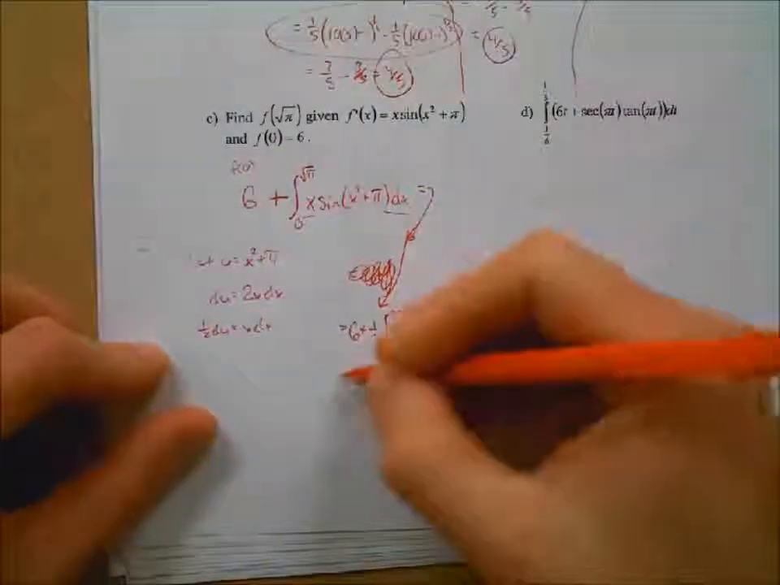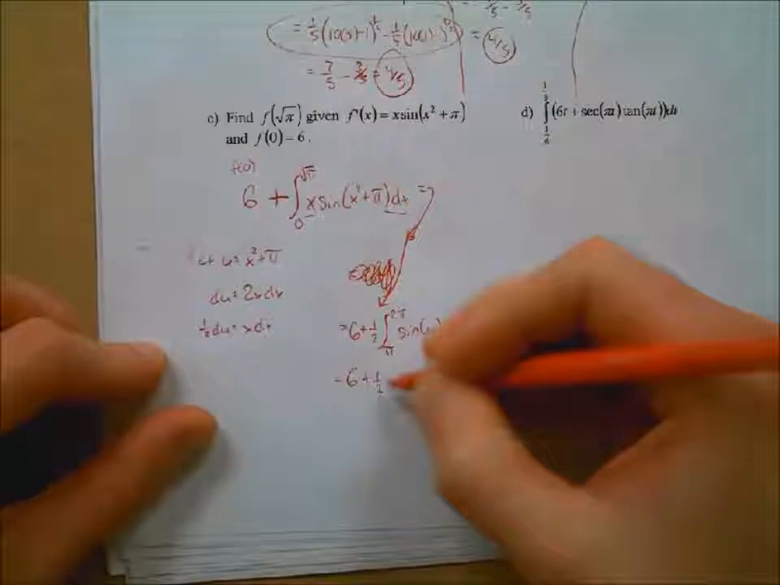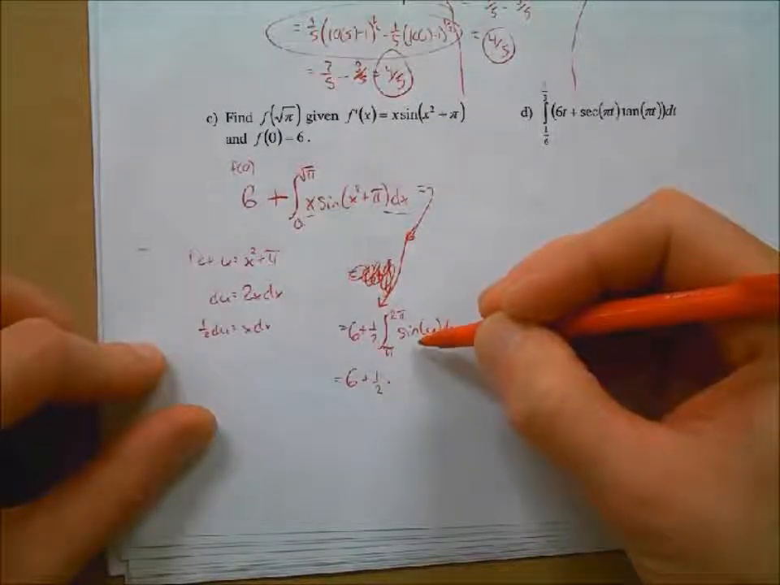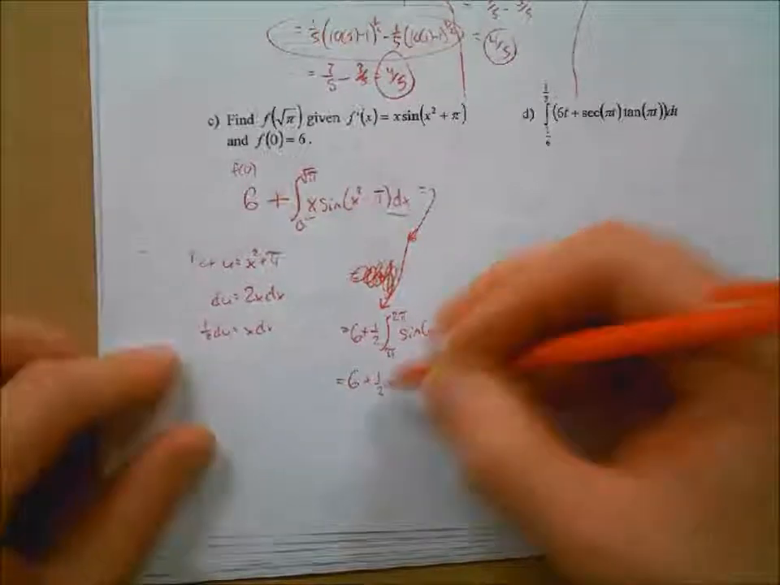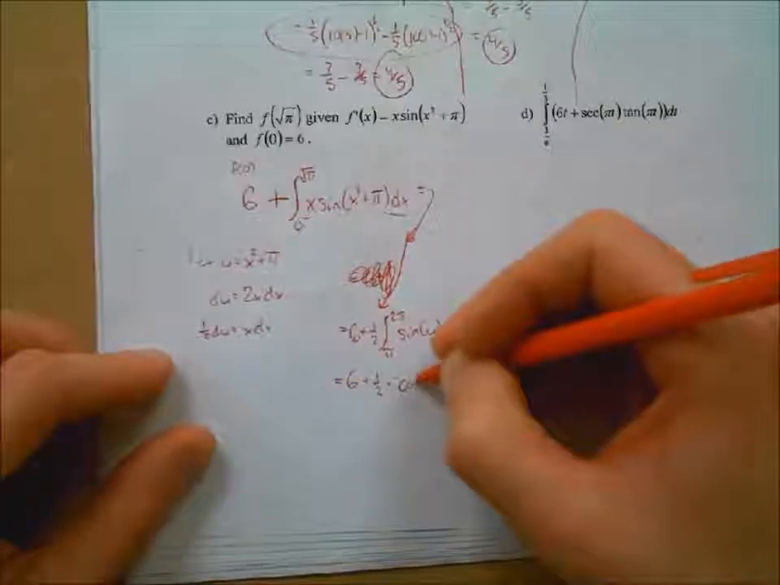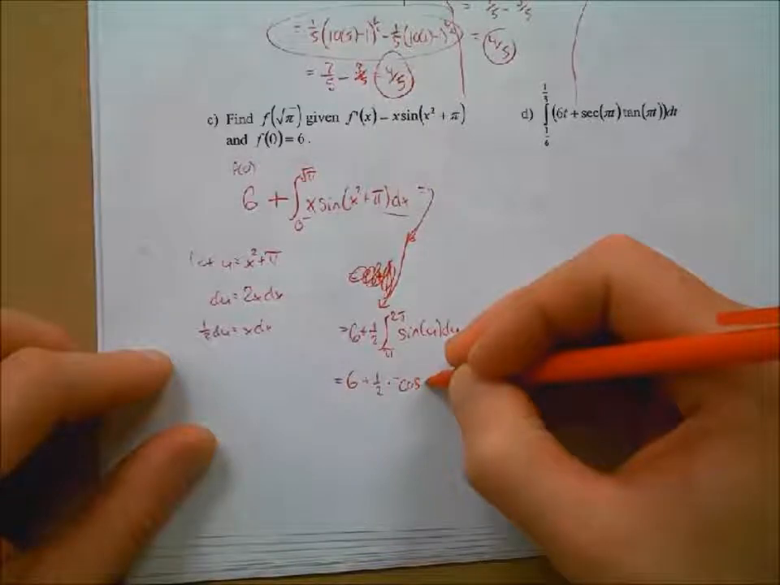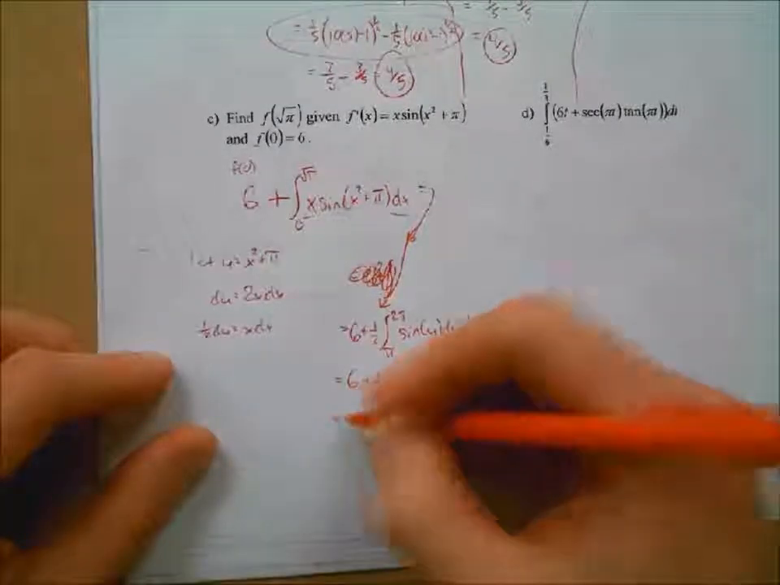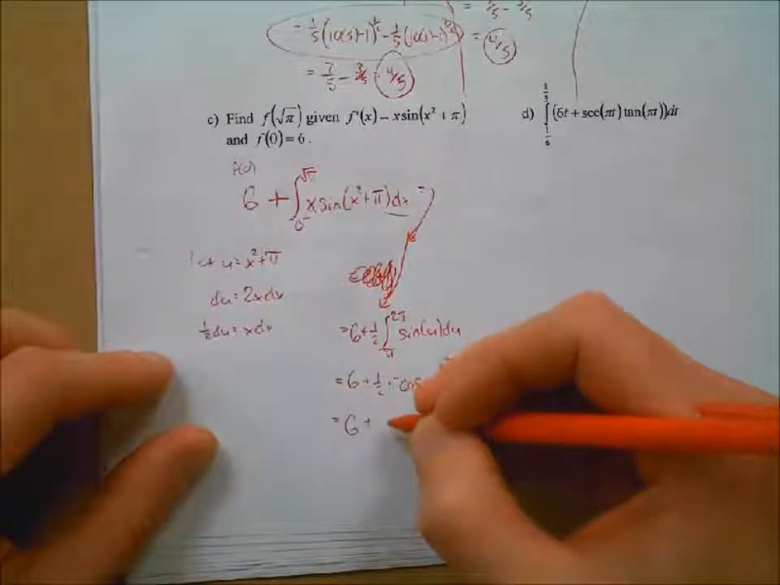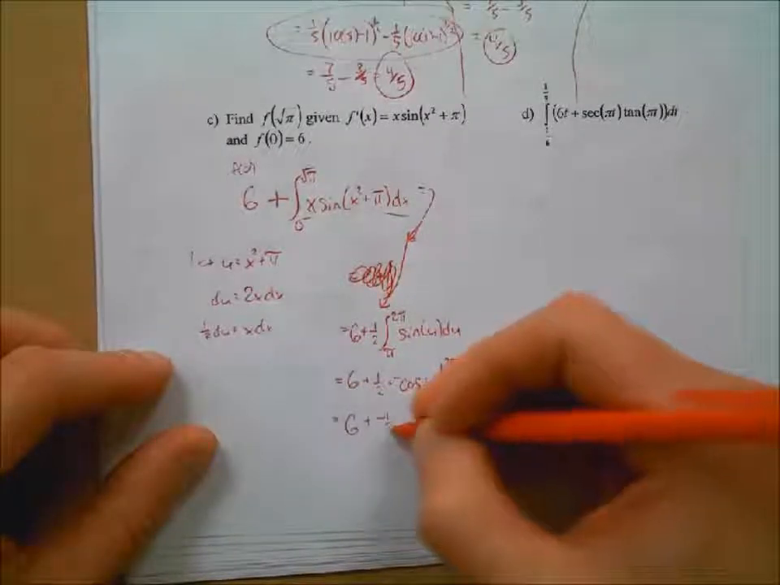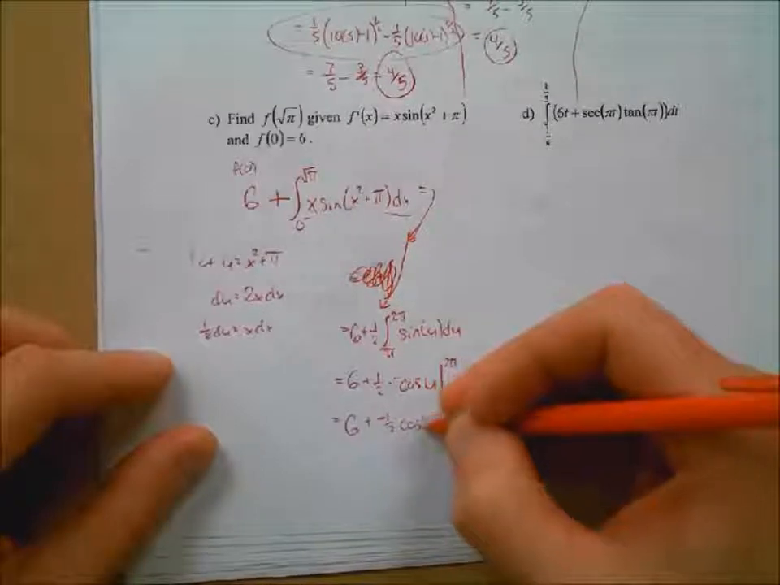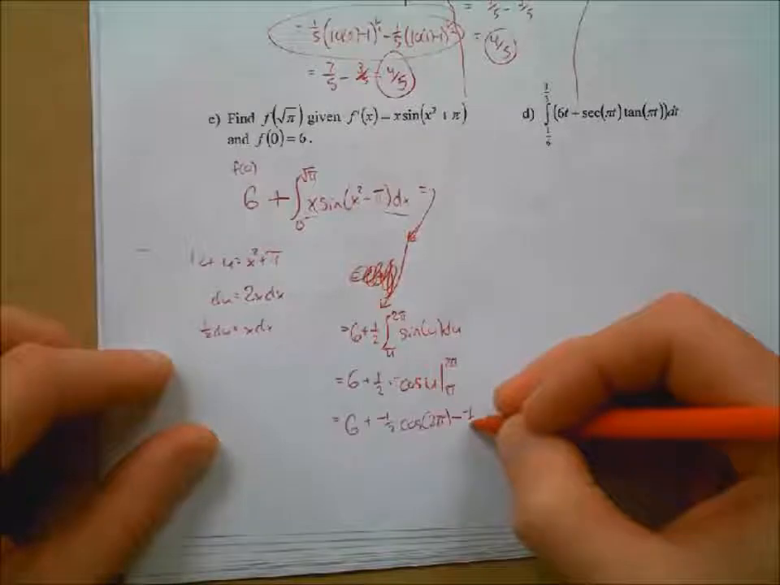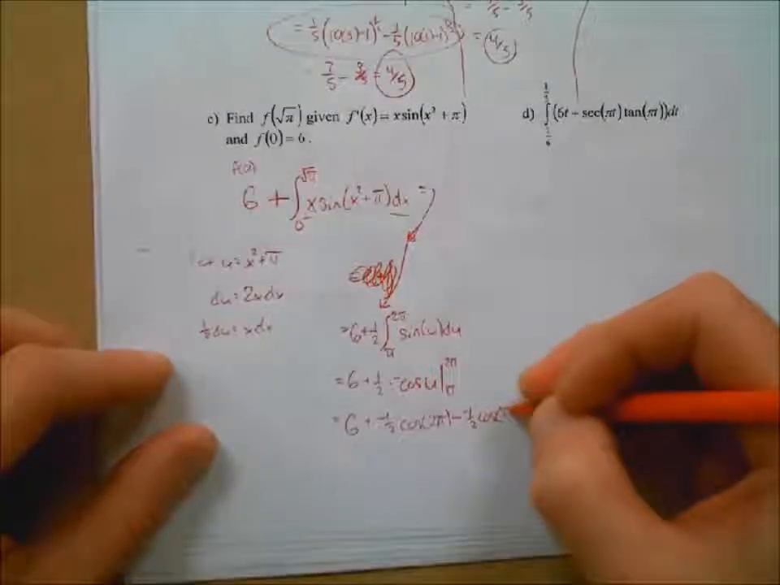Okay, and we'll just integrate this. So 6 plus 1/2 times the integral of sine, negative cosine. Watch those negatives. Okay, watch those negatives, right? Cosine of u, and we're going to evaluate that from pi to 2 pi. So it'll be negative 1/2 cosine of 2 pi minus negative 1/2 cosine of pi.